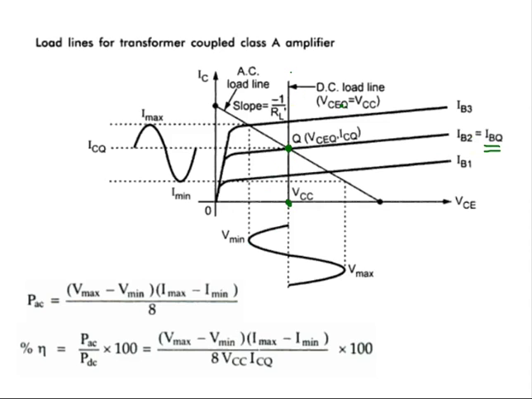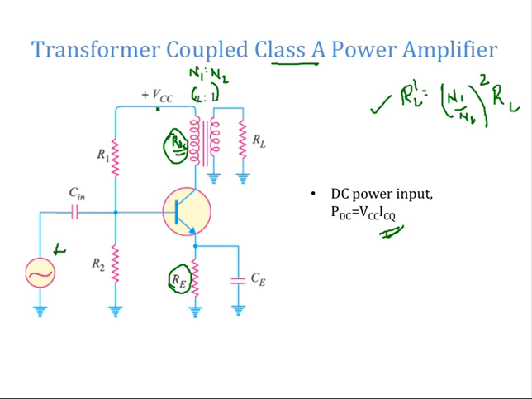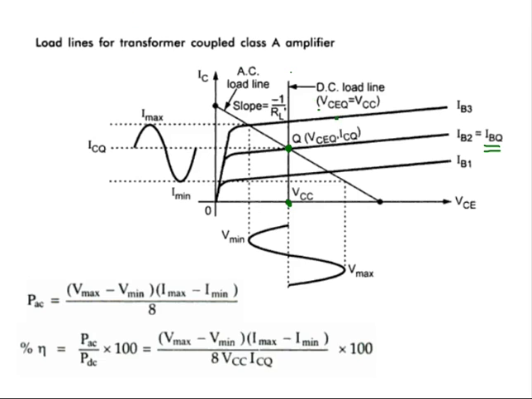So under DC conditions, VCEQ equals VCC. We are neglecting all the drops because they are negligible. This RDC drop and RE drop are negligible. So we say that the collector to emitter voltage VCE is equal to VCC under quiescent condition. That is what is shown here. This is the VCEQ value, which is equal to VCC, and the DC load line is passing through that.